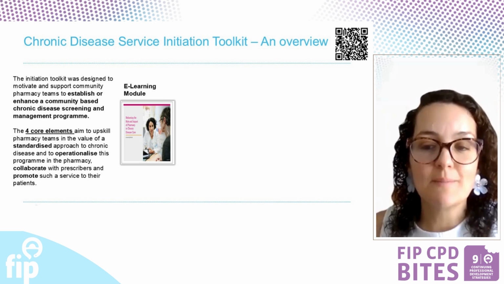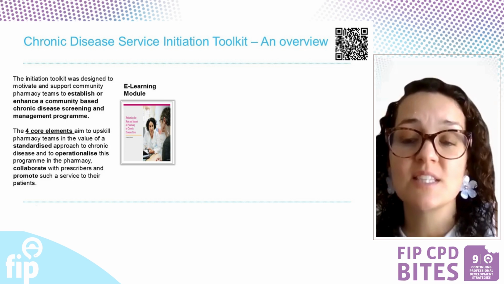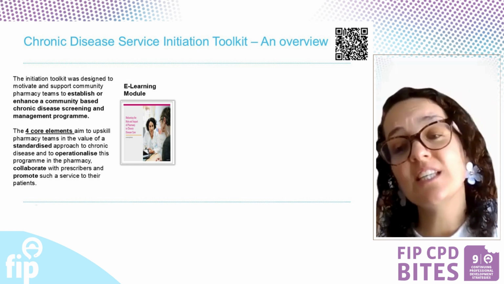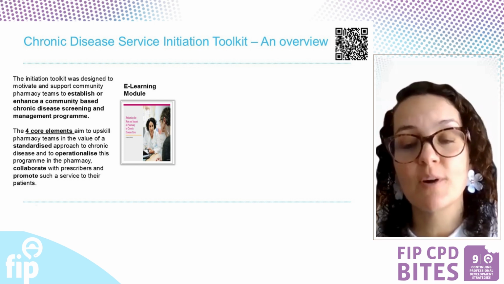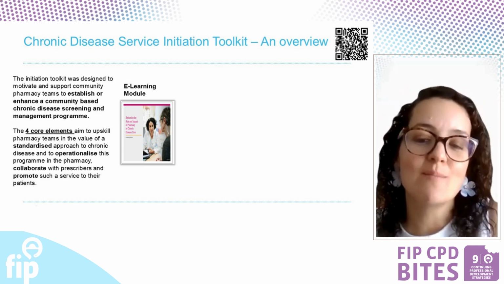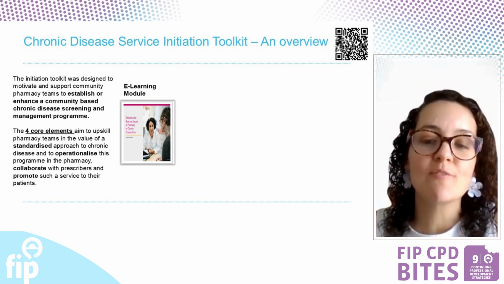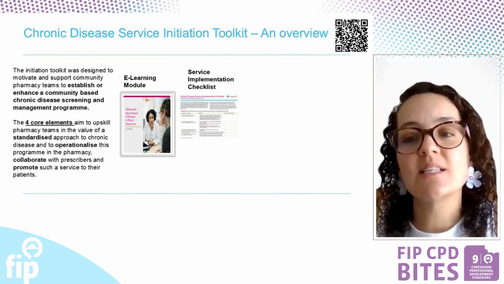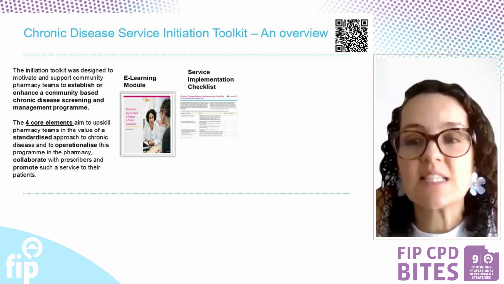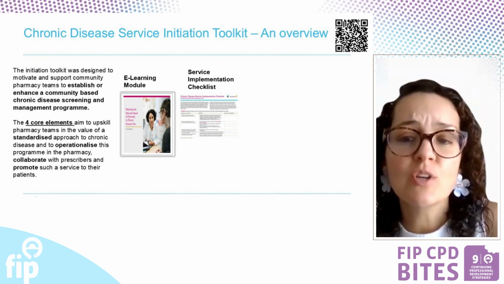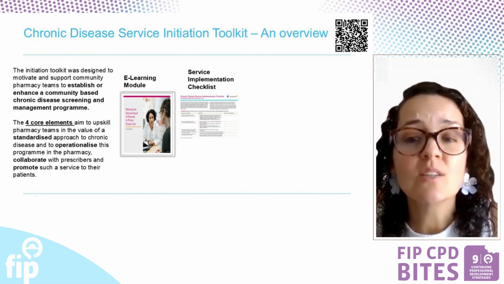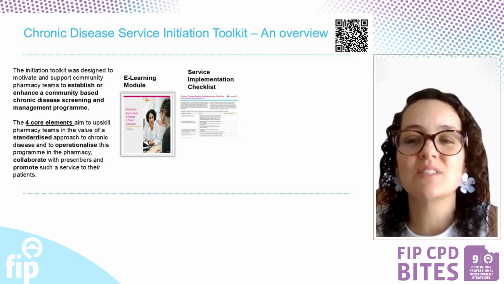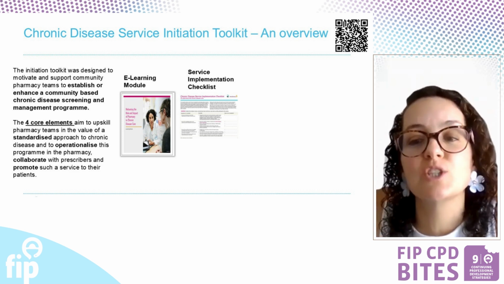The first element is the Chronic Disease Services e-learning module. This e-learning module introduces the Initiation Toolkit and disease-specific pharmacy toolkit elements and describes how to integrate those elements into everyday pharmacy practice. The second is the Chronic Disease Services Implementation Checklist. That is an operational tool summarizing key considerations for initiating or expanding chronic disease services and guiding effective integration into a daily workflow.